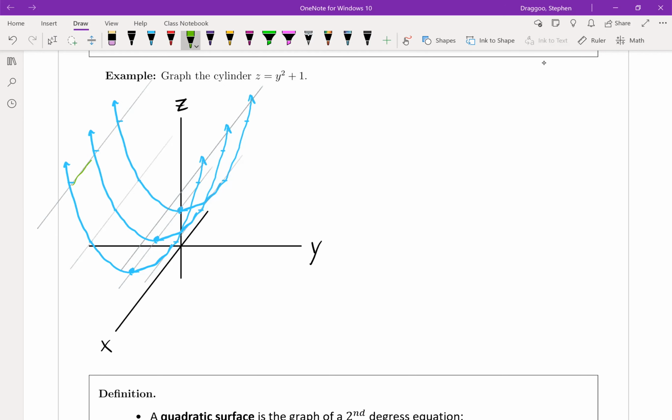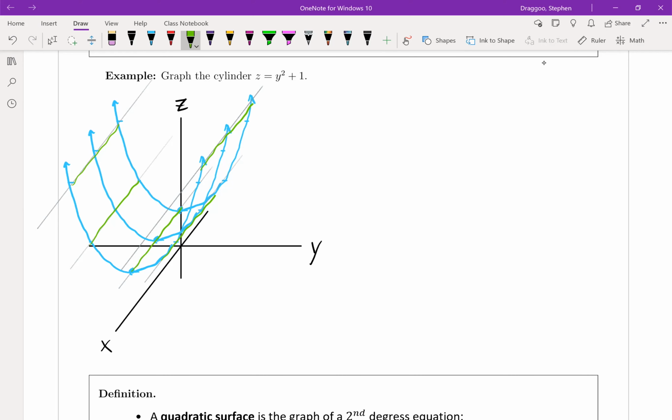So if I extend these lines, I end up with a three-dimensional shape, which hopefully you can see starting to take shape in this figure that we're attempting to draw. I'm calling this thing a cylinder because all of the rulings that I just drew were straight lines that were all parallel to one another.